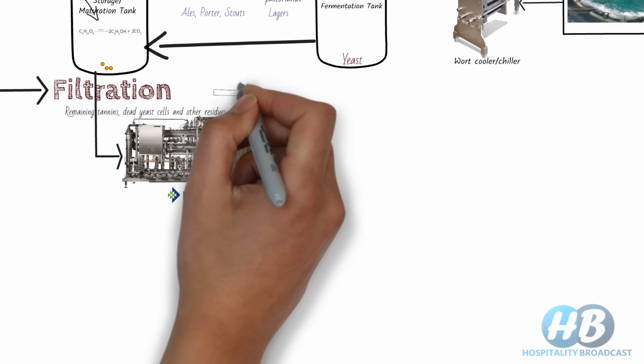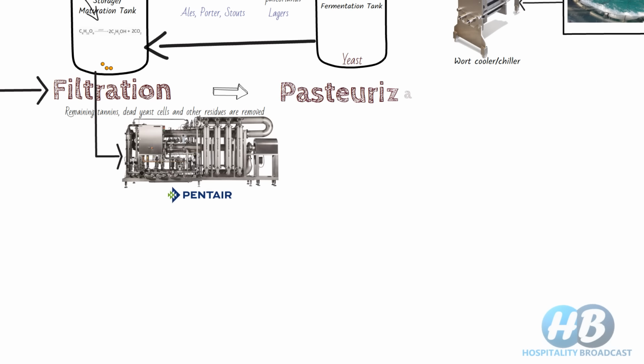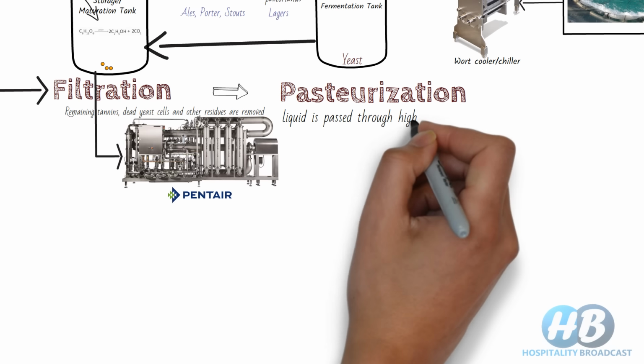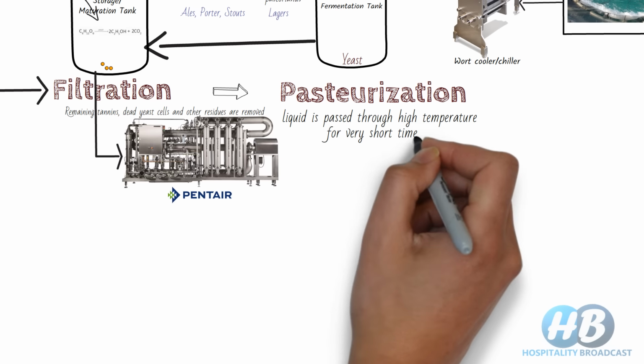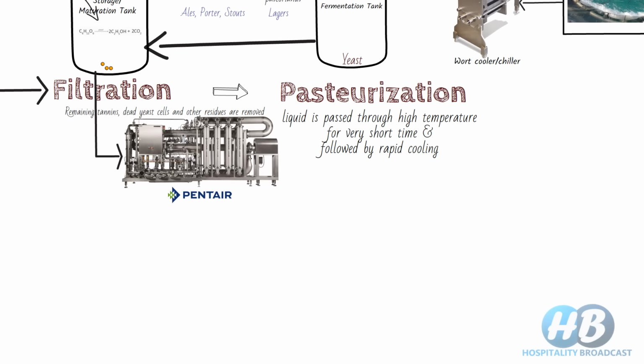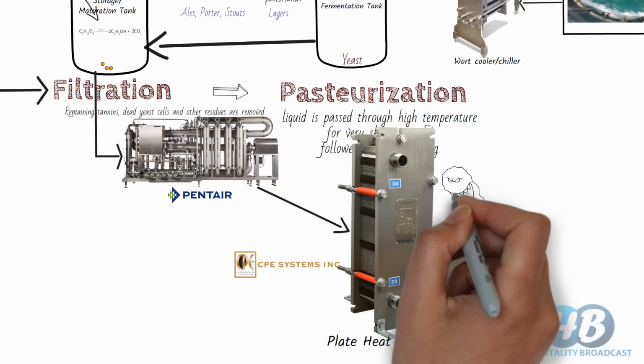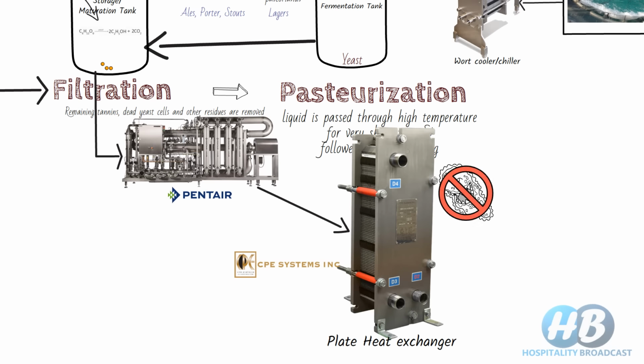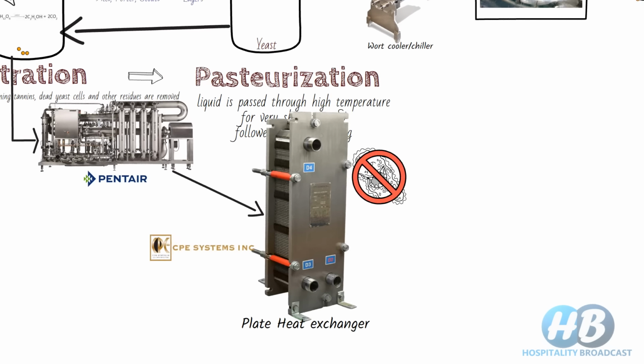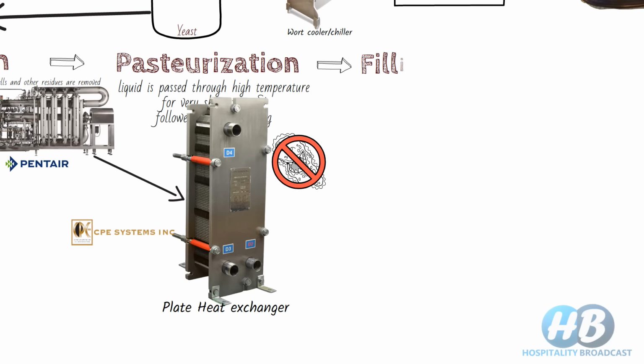After filtration, one more step is followed, flash pasteurization. In flash pasteurization, liquid is passed through high temperature for very short time, almost seconds, and followed by rapid cooling. This can be done by an equipment named plate heat exchanger. Here is one from CPC Systems. Pasteurization kills any spoilage microorganism and extends the shelf life of beer. It also kills any active enzyme or yeast from further fermenting the beverage.